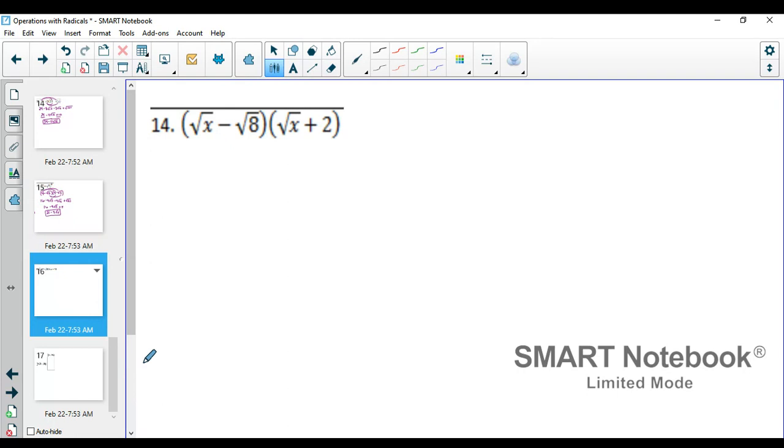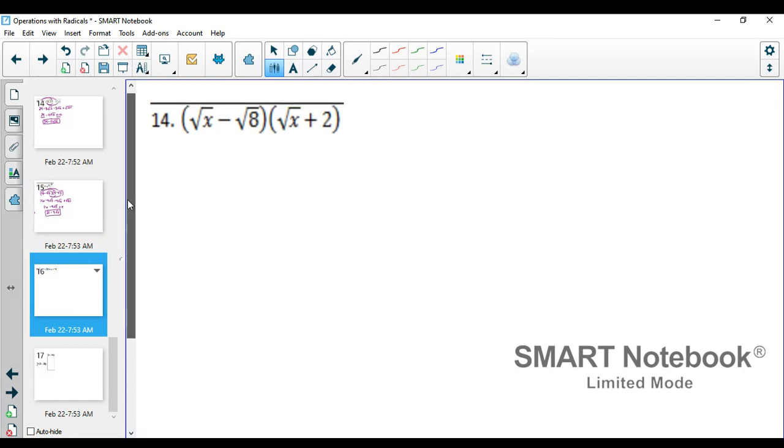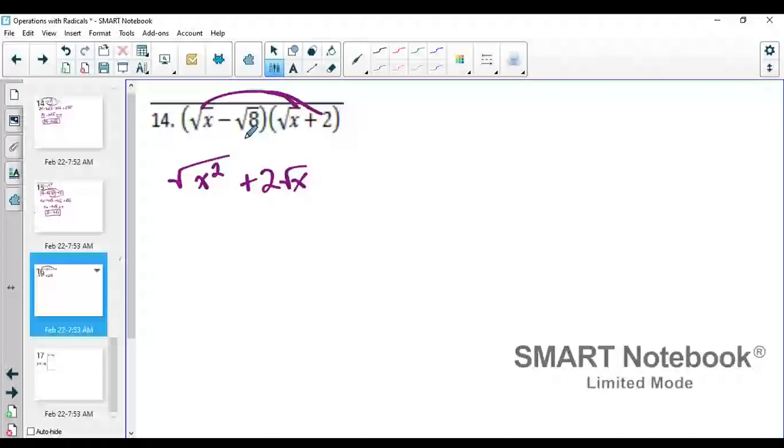All right, so 14, we have the square root of x minus the square root of 8 times the square root of x plus 2. So the square root of x times the square root of x is the square root of x squared. Square root of x times 2, so we have plus 2 square root of x. And then negative square root of 8 times the square root of x, so we have negative square root of 8x. And then negative square root of 8 times 2 is negative 2 square root of 8.